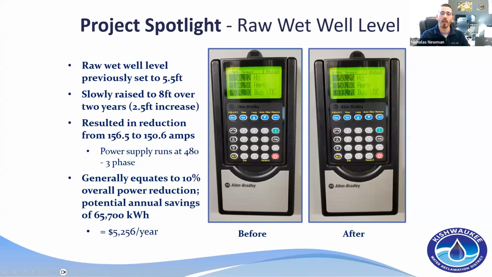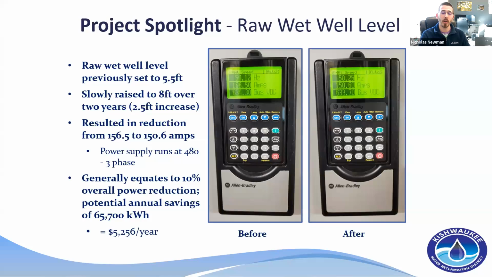Okay, so as far as what we've actually done, I want to highlight a couple of our big hitter items. Each one falls under one of those project types. So this would be essentially a set point adjustment. I know there was interest in talking about what happens when you raise your wet well. For us, we've only adjusted our raw wet well. And before we did any of these projects, it was at 5.5 feet.